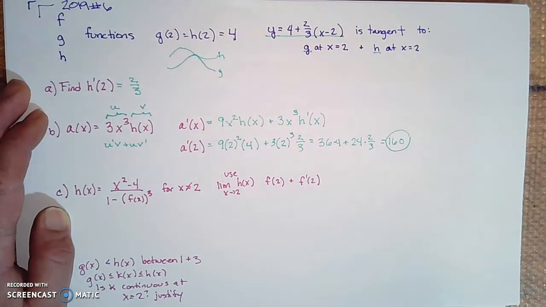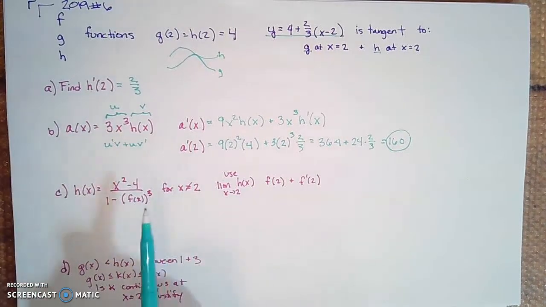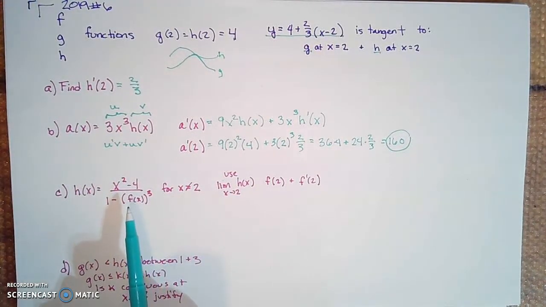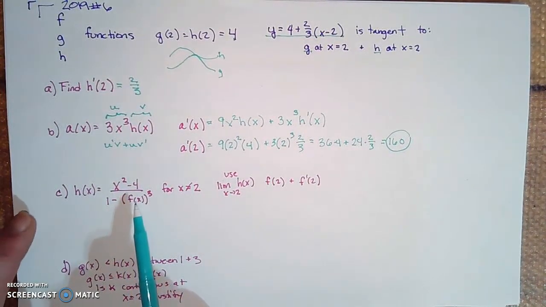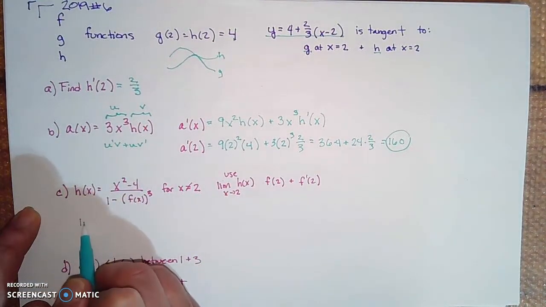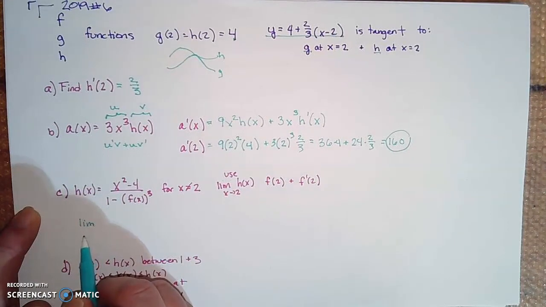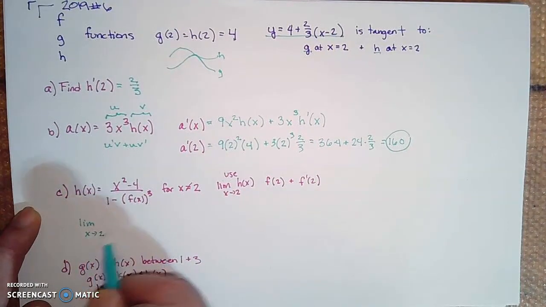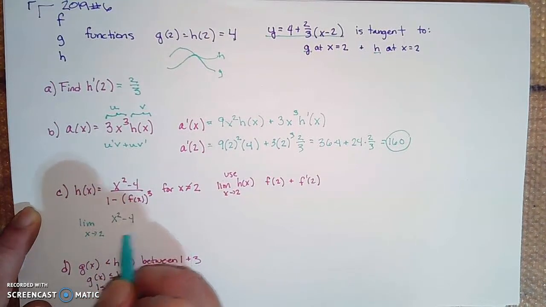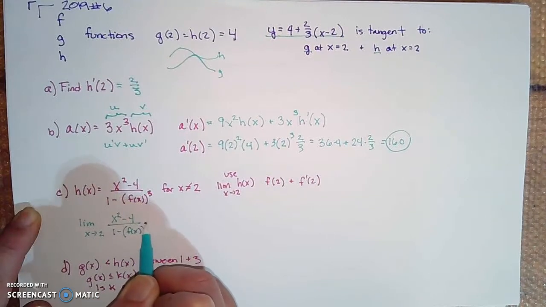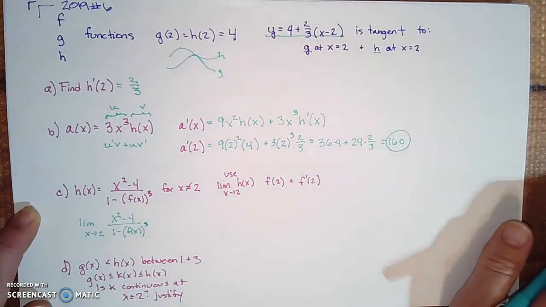Okay, so part C has become legendary as one of the harder questions on one of the AP tests. They gave me this function for h of x, and I'll paraphrase what it says. And we use this for every value where x is not equal to 2. It says it's known that the limit of this can be found using L'Hopital's rule. So if I want to find the limit as x approaches 2 of x squared minus 4 over 1 minus f of x cubed. So they're letting me know I could use L'Hopital's rule for this.